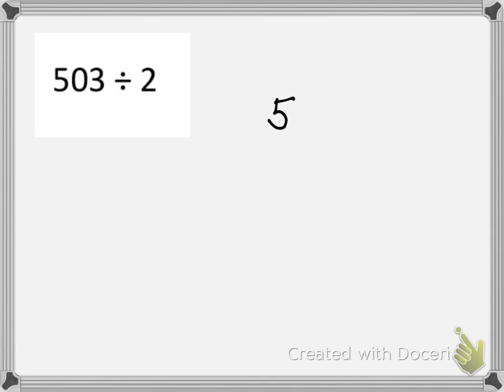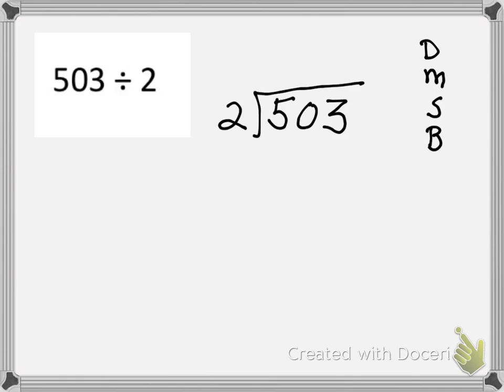The next one is 503 divided by 2. So let's set up our division house. And 2's outside. And let's make sure we remember our steps. And we go back to division after we bring down. All right, let's change some colors here. Getting bored of the black. So 2 goes into 5. How many times can 2 go into 500? It can go in twice.